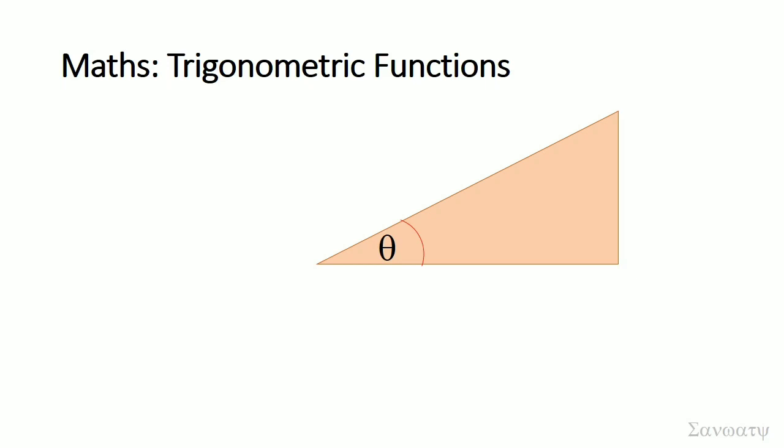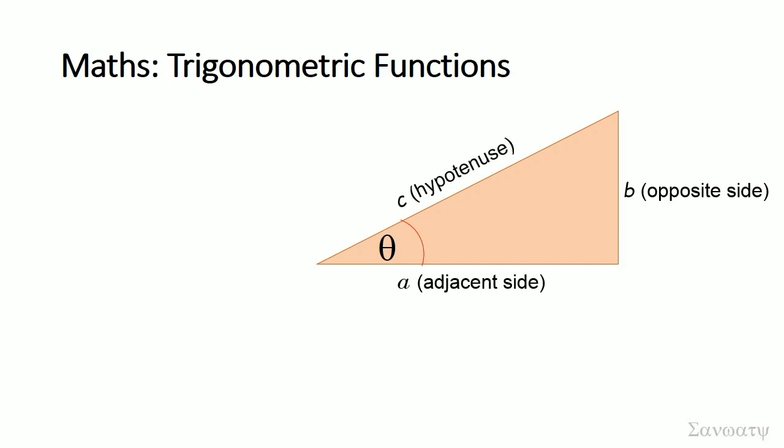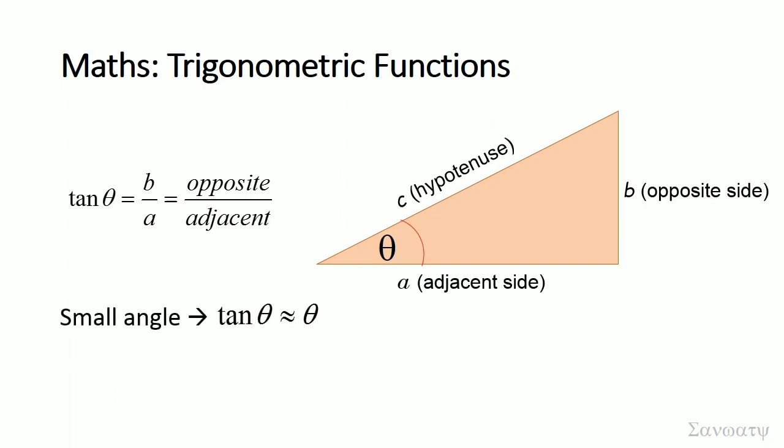Here is the trigonometric theory. Let's say we have a triangle where one of the angles is called theta, so we can name the sides of that triangle: A as the adjacent side, B as the opposite side, and C as the hypotenuse. Tangent theta is the ratio of the opposite side to the adjacent side. And for a small angle, tangent theta is equivalent to theta itself.